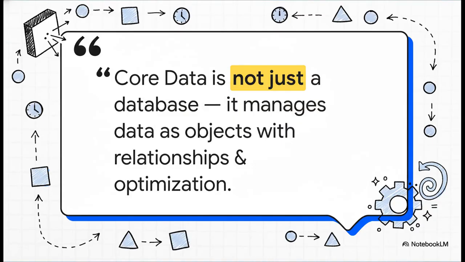This quote really gets to the heart of it. Core Data isn't some passive box you just throw data into. No, it actively manages that data for you. It understands the relationships between your objects, it handles their entire life cycle, from the moment they're created to when they're deleted, and it's all optimized for super high performance right out of the box.